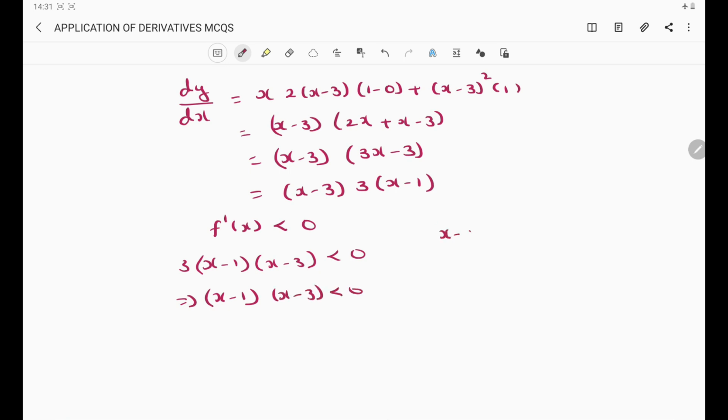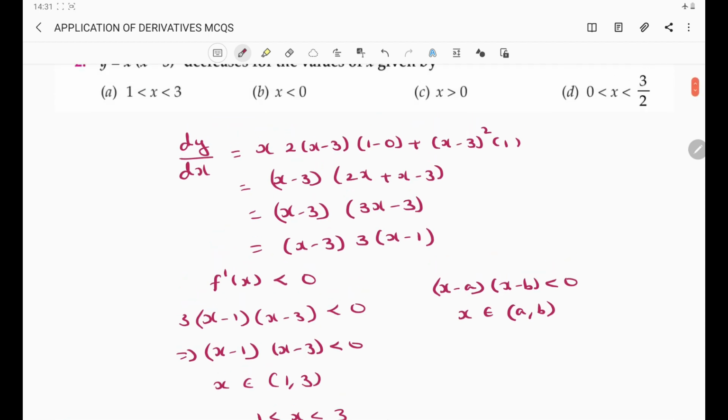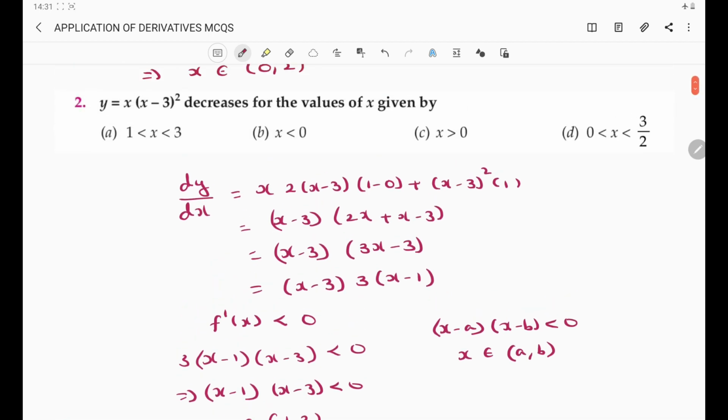As we have seen, if x minus a into x minus b is less than 0, the solution is x belongs to open interval a comma b. So, here the solution is x belongs to 1 comma 3, or 1 less than x less than 3, or x lies between 1 and 3. So, this should be the answer. The right option is option A.